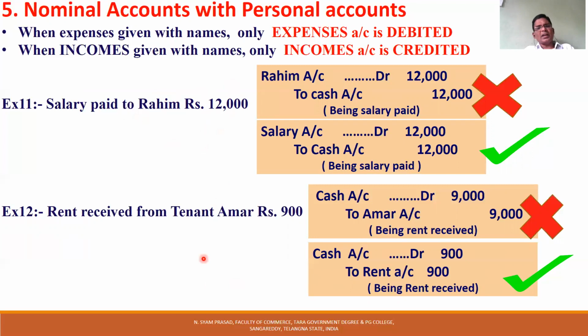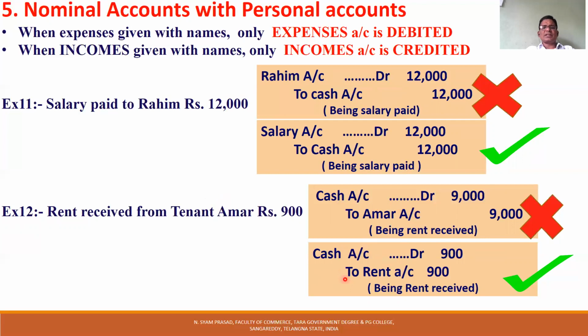Rent received from tenant Amar. So we received cash. We received cash from Amar, but we received cash for the purpose of rent. So cash is coming in, cash account is debited. Rent is income, rent account is credited. Amar is immaterial. This is wrong. This is the wrong entry.